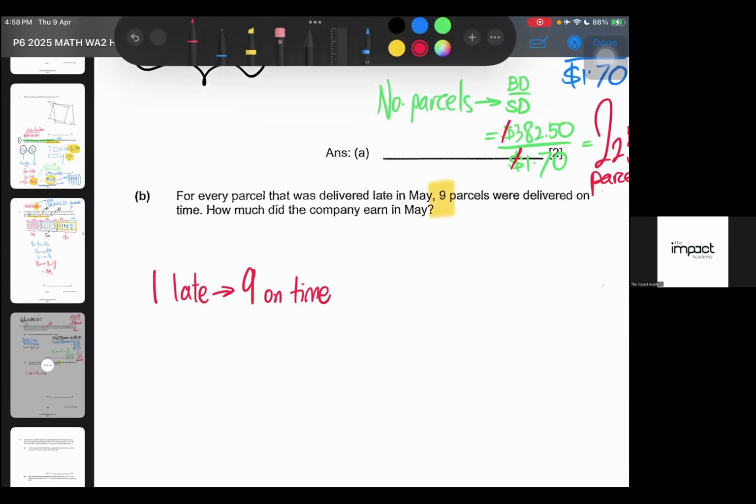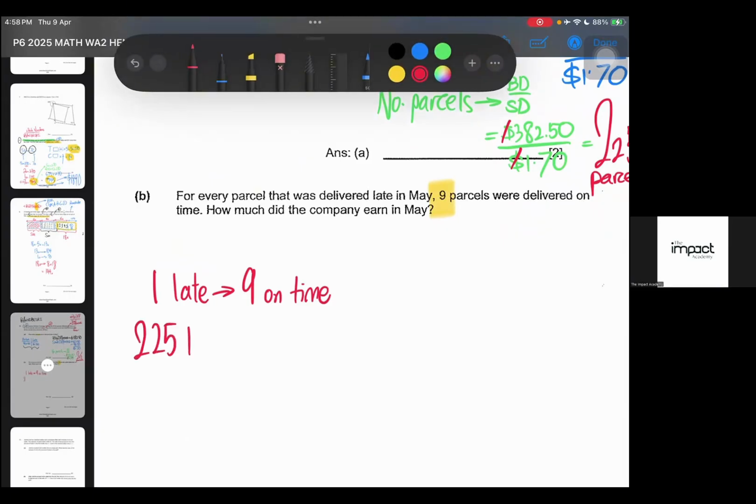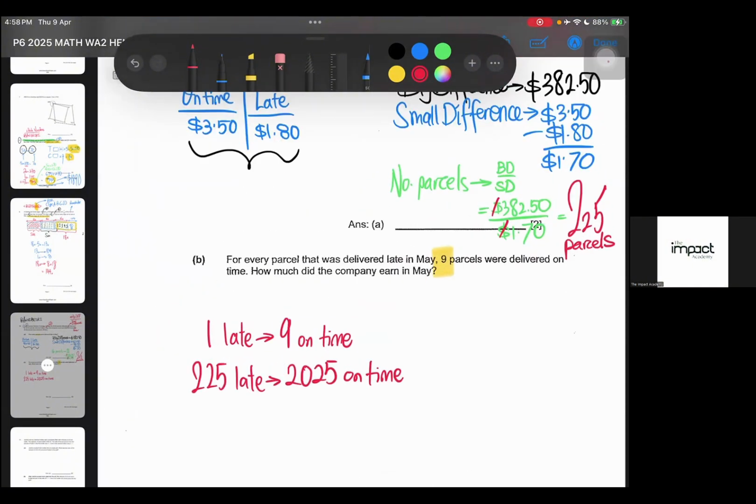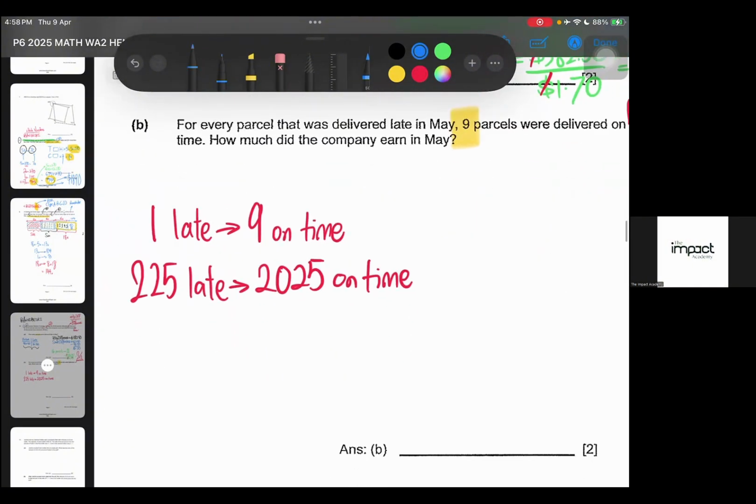Can also use algebra, no issue, right? 225 late, how many are on time? 225 times 9, which then is 2025 that is on time. Of course, there should be more that is on time than more that's late. You agree? If it's one late, every time one late, then 9 on time. If it were the reverse, this company is cooked. You understand? Okay, the question is asking you how much did the company earn in May?